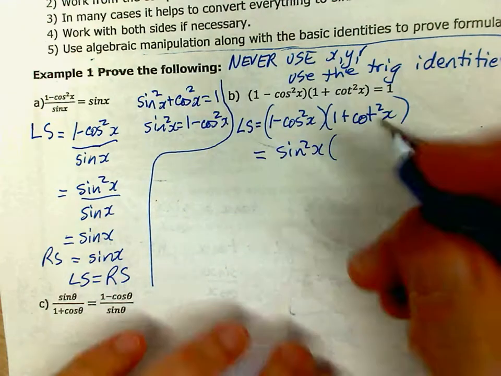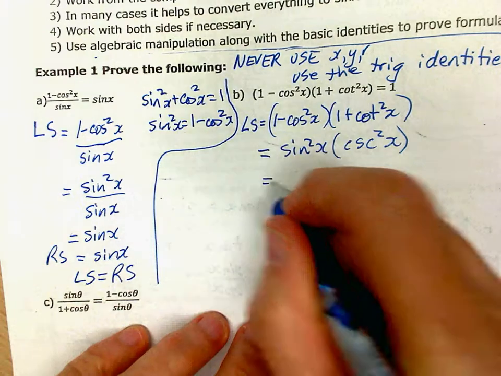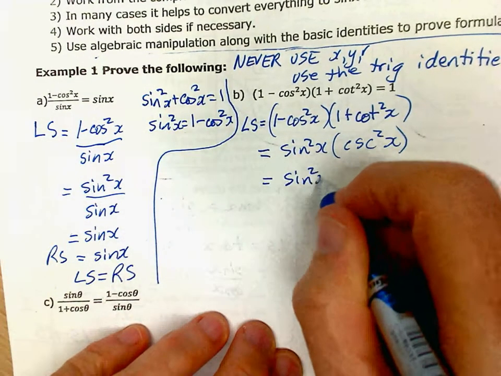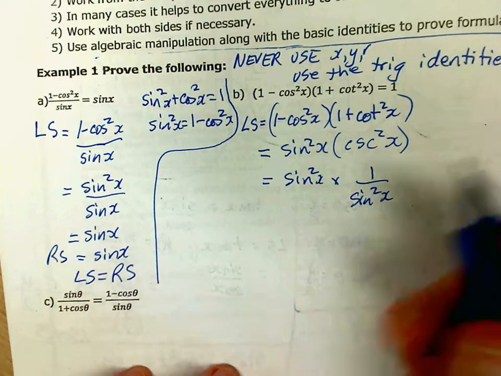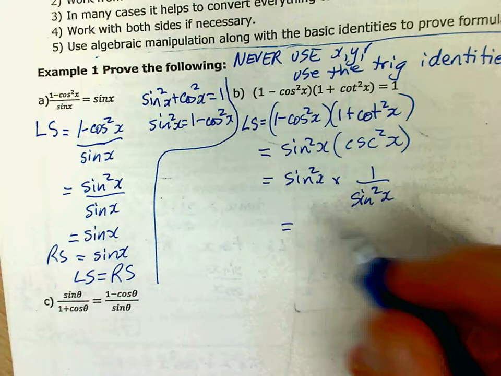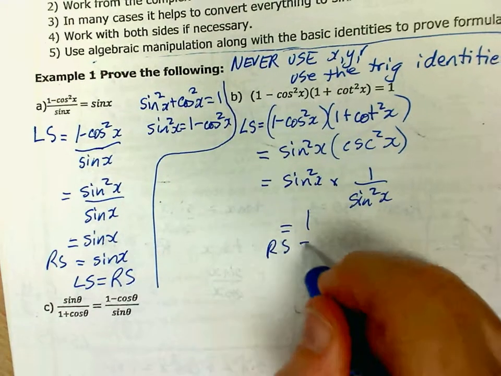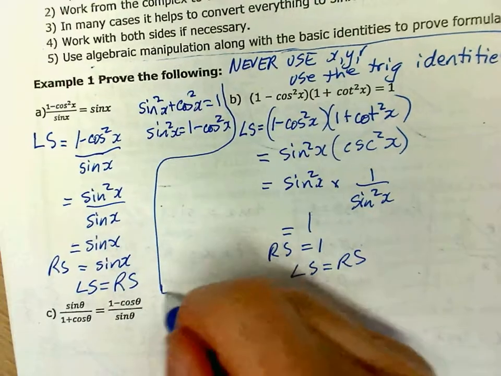So that equals sine squared x times 1 over sine squared x. What does that equal? 1. Right side equals 1. Left side equals right side. We've done the job.